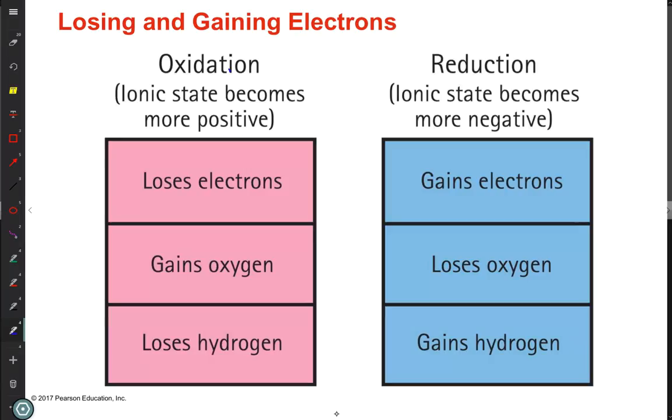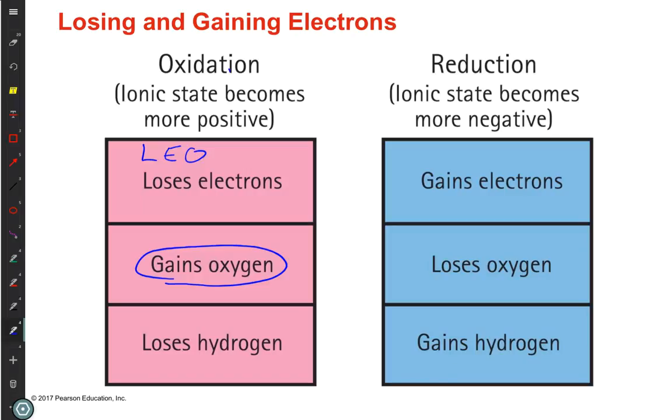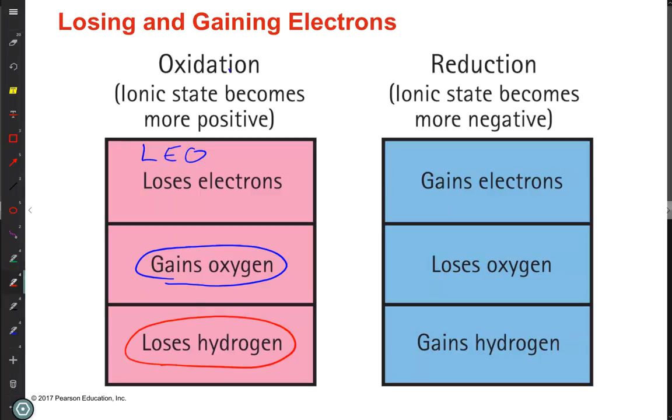So oxidation, lose electrons. That's what we learned. That is the standard LEO. Lose electrons, oxidation. But here we have another option. If you gain an oxygen, you're oxidized. It doesn't have to be an oxygen. You could gain a chlorine or a fluorine and be oxidized as well. But we usually think of oxygen here as our primary oxidizer. So it's oxidized if it gains an oxygen or if it loses a hydrogen. So those are three different things that are oxidizing reactions.